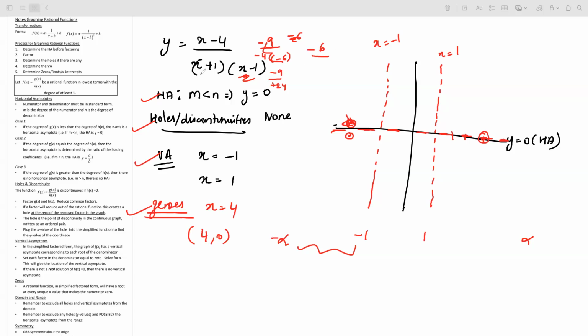Minus 6. Minus 2 plus 1 is going to be minus 1. Minus 2 minus 1 is going to be minus 3. As a result, this is also going to be a negative value.